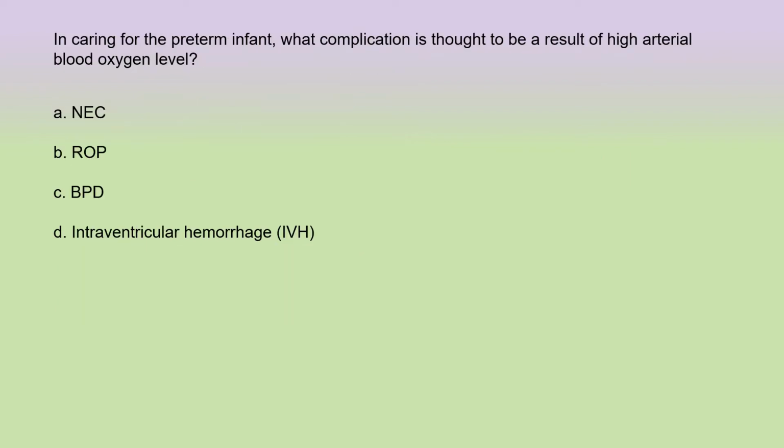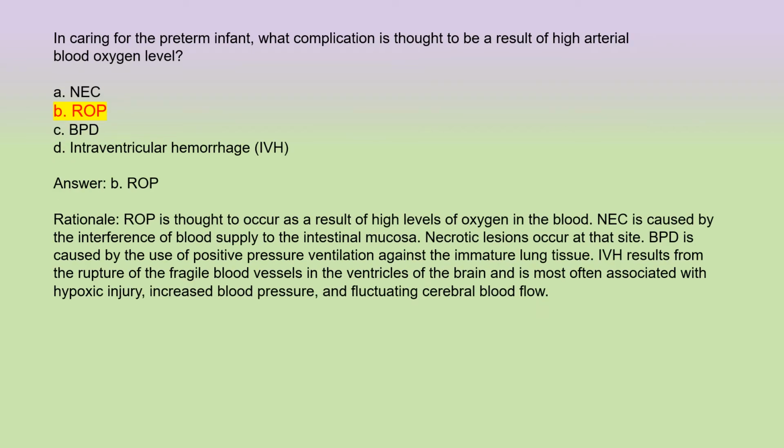In caring for the preterm infant, what complication is thought to be a result of high arterial blood oxygen level? A. NEC. B. ROP. C. BPD. D. Intraventricular hemorrhage, IVH. Answer: B. ROP. Rationale: ROP is thought to occur as a result of high levels of oxygen in the blood.